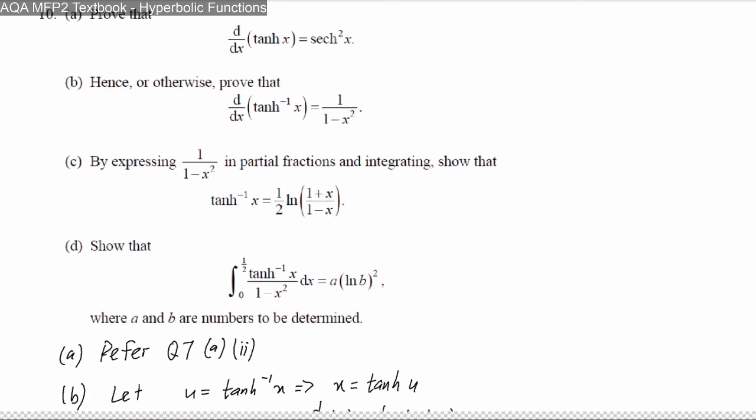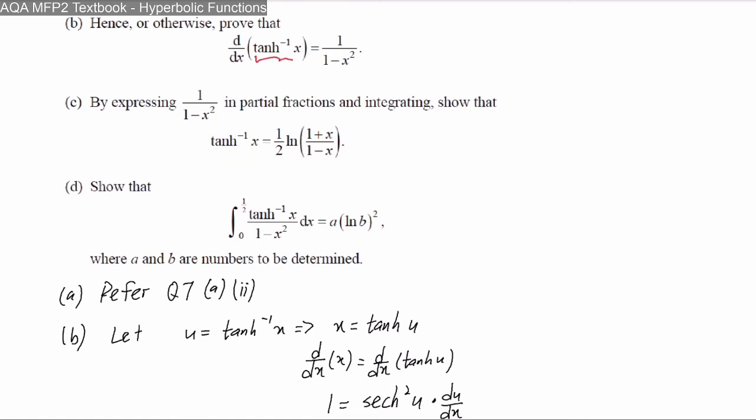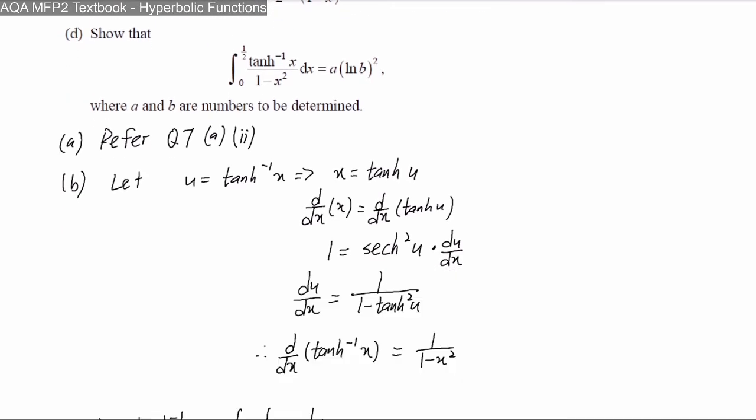For this one, let's make this u. We are supposed to prove that du/dx in this case is 1 over 1 plus x squared. So what we do is we let u be arctan x. It is easier for us to look at it the other way around, where we make x equal to tan u. Next, it is easier for us to differentiate the x, so we differentiate the whole equation with respect to x.